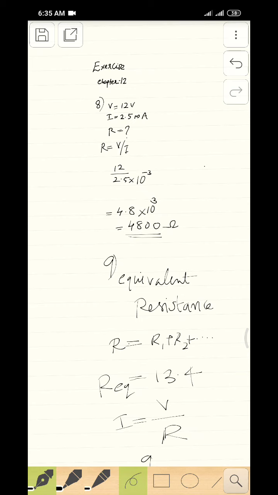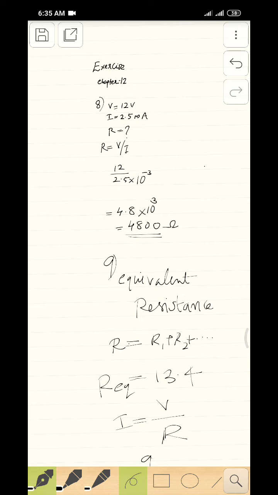So we will discuss some of the questions in the exercise portion of the 12th chapter. So first of all, the 8th question. When a 12-volt battery is connected across an unknown resistor, there is a current of 2.5 milliampere in the circuit. Find the value of the resistance of the resistor.